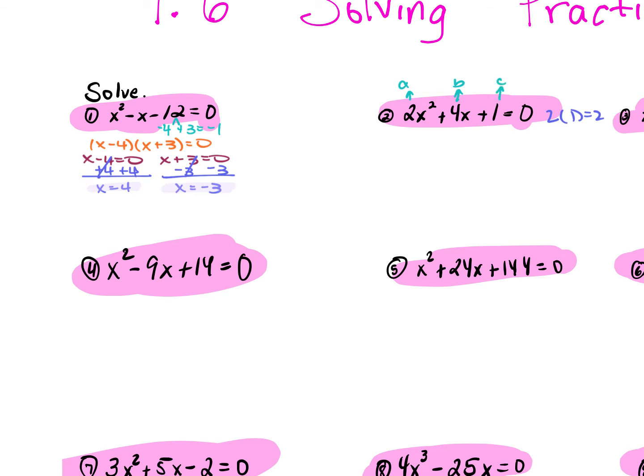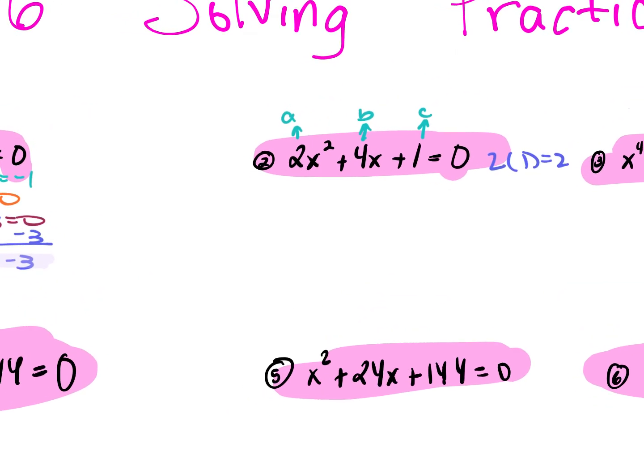your quadratic formula. So remember your quadratic formula, x is equal to negative b plus or minus the square root of b squared minus 4 times a times c all over 2 times a. So this is going to give us x is equal to the opposite of b, so that's the opposite of 4, plus or minus the square root of b squared, so 4 squared minus 4 times a, which is 2, times c, which is 1, all over 2 times a, so 2 times 2.